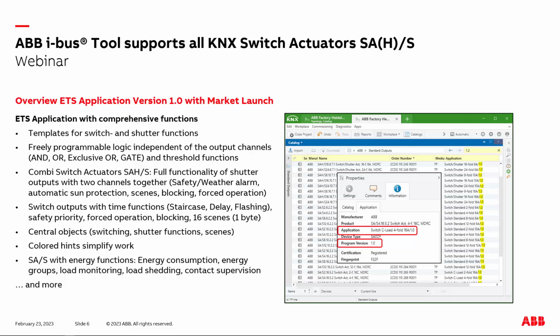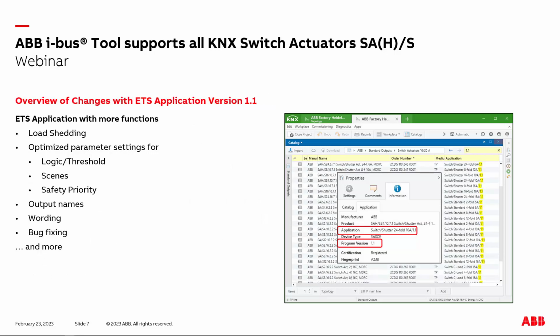Nice are the central objects, so you don't have to add the central group address to each channel, but use the dedicated central object only. A lot of hints inside this application make life easier. And for energy function switch actuators, you can parameterize and see the values as mentioned, energy values and electrical values, but also load monitoring is possible, and load shedding and contact supervision, also something we will see later in the practical demonstration. Then in December 21, we updated our application as well with some minor topics.